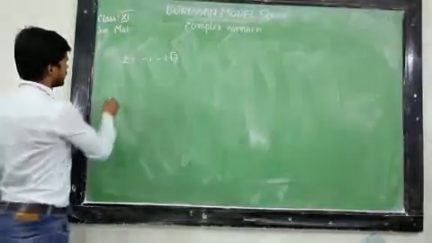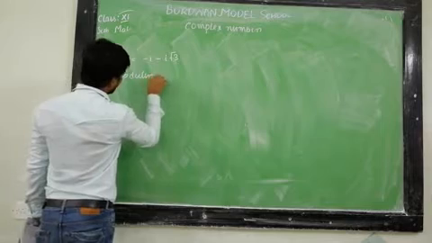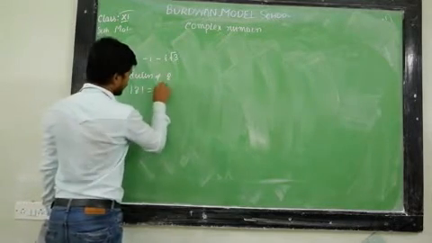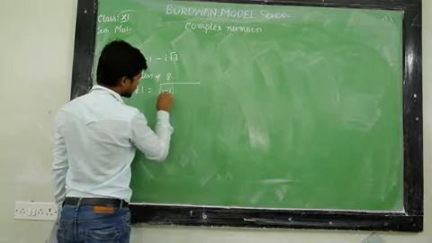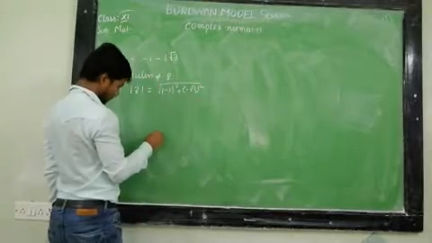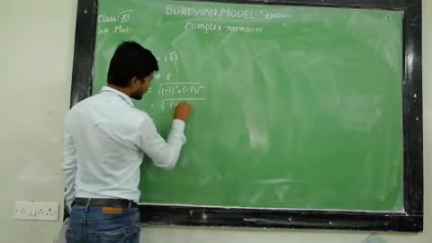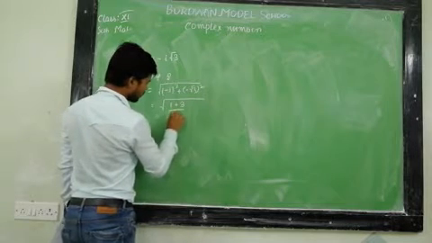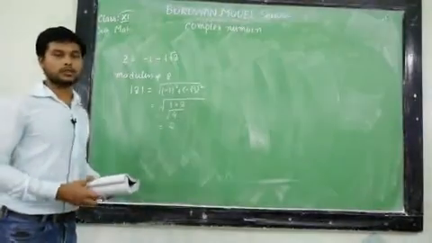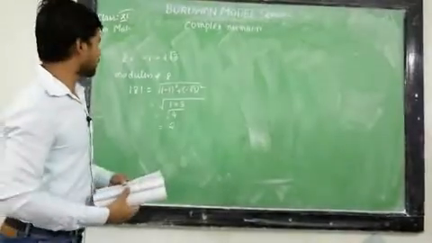Clear? Okay, so modulus of z, that means mod z, is equal to, we know the formula, the square root of a square plus b square, that is equal to the square root of 1 plus 3, that is equal to root 4, and that is equal to 2. So modulus of the complex number is equal to 2. Now we will have to calculate the argument of the complex number.